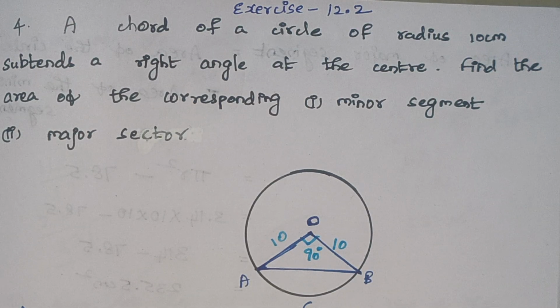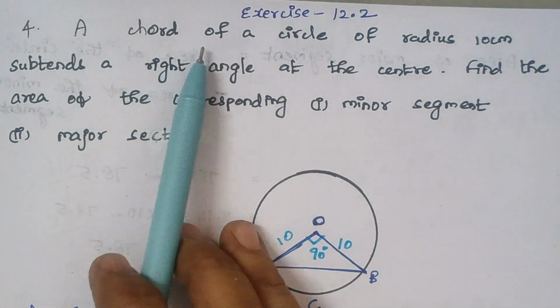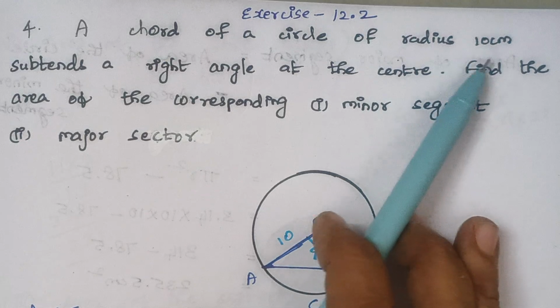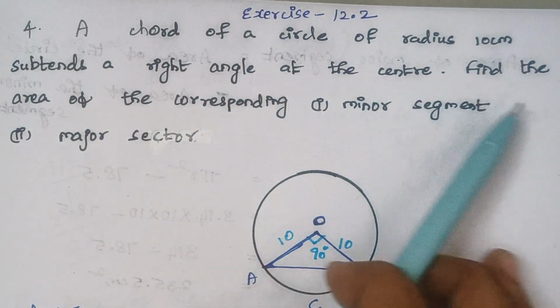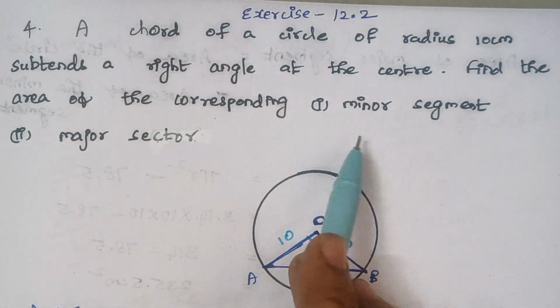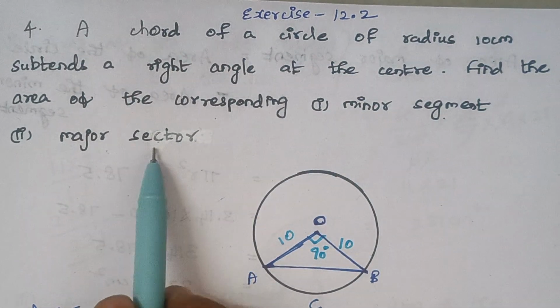Today we are going to solve problems in exercise 12.2. Problem number 4. A chord of a circle of radius 10 cm subtends a right angle at the center. Find the area of the corresponding minor segment and major sector.